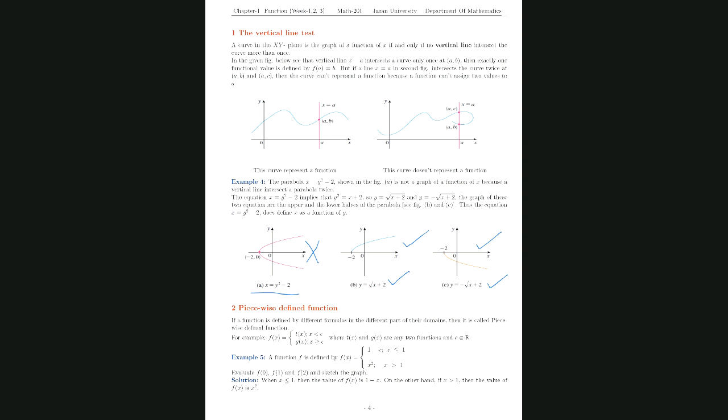So if there is a graph, how to check whether this graph is a function or not? Draw a vertical line. If any vertical line cuts the graph at 2 points, it means it is not a function. If every vertical line cuts at 1 point, then it is a function. Yes, right.